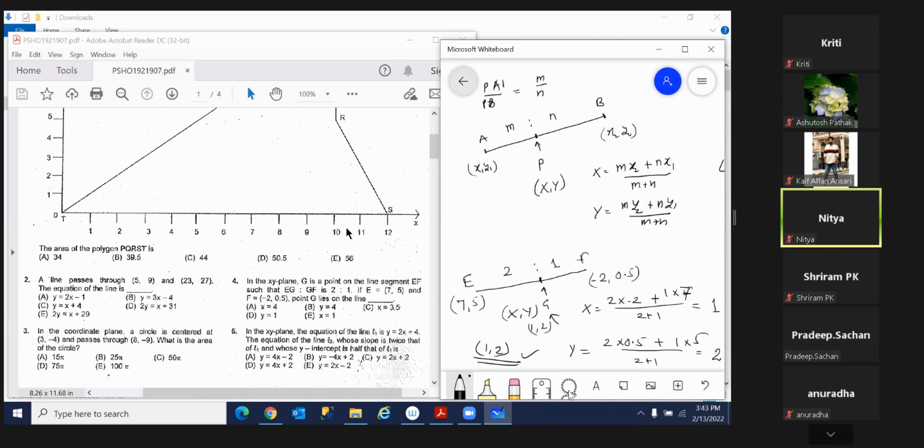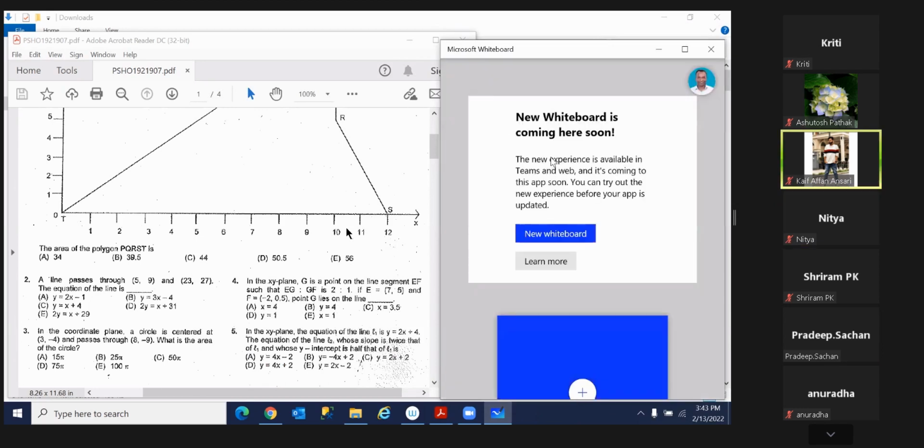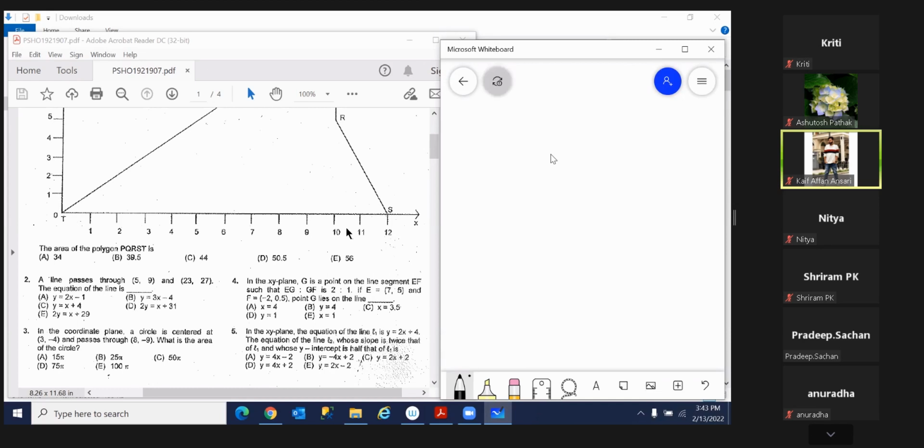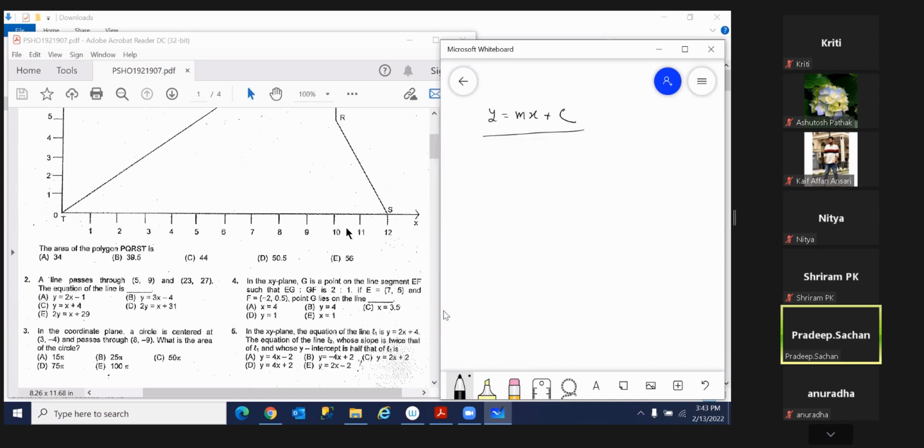Okay, fifth question. Now any line's general equation will be in y equal to mx plus c format, where m is called the slope. Now we will see this equation. The equation is saying y is equal to 2x plus 4. So what will be the slope of this line? The slope will be 2. Now they are giving the equation of another line L2.